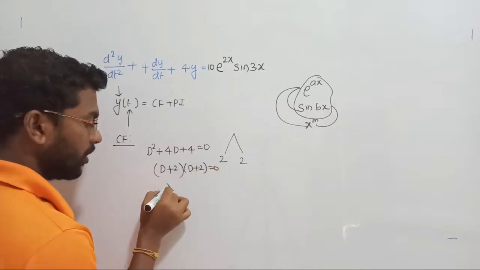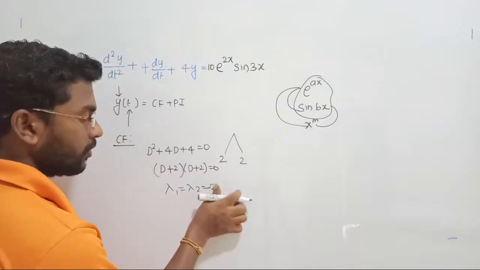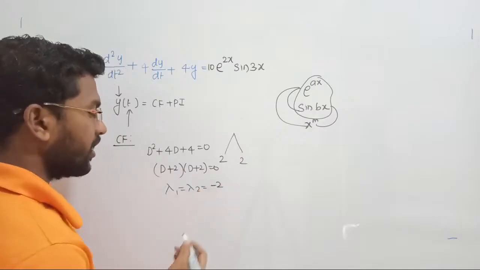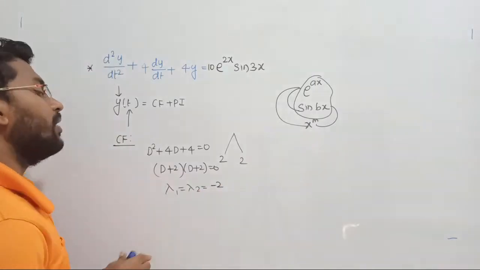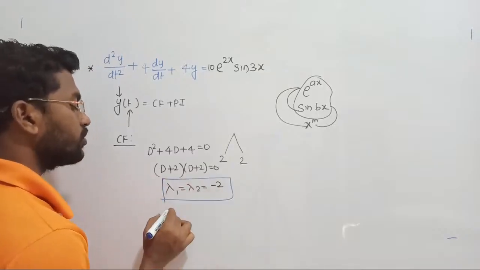Such that we are getting repeated roots. Lambda 1 equal to lambda 2 equal to minus 2. Why? Because d plus 2 means d equal to minus 2 only. If we have repeated roots, then what will be the solution?